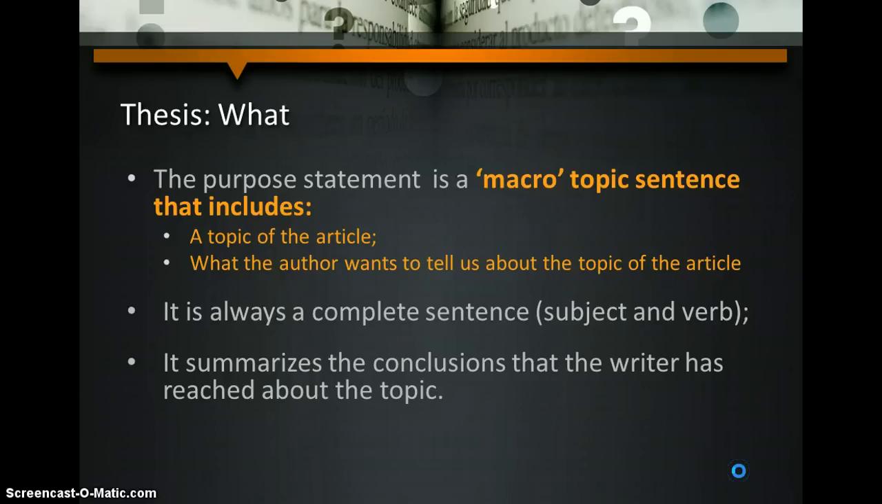It is, in effect, a macro topic sentence. It has the topic, and it also tells us what he wants to believe. It's a complete sentence. It has a subject and a verb, and it's often more than just a simple sentence, but a complex sentence. It summarizes the conclusions that the writer has made about the topic.